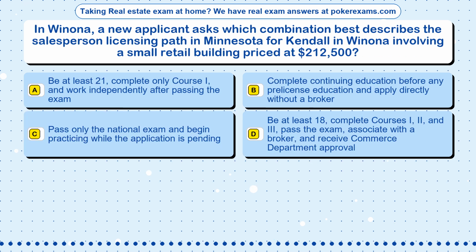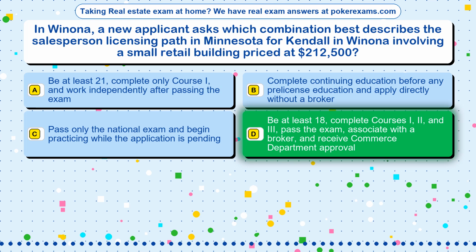Question 28. In Winona, a new applicant asks which combination best describes the salesperson licensing path in Minnesota for Kendall and Winona involving a small retail building priced at $212,500. Option A. Be at least 21, complete only course I, and work independently after passing the exam. Option B. Complete continuing education before any pre-license education and apply directly without a broker. Option C. Pass only the national exam and begin practicing while the application is pending. Option D. Be at least 18, complete courses 1, 2, and 3, pass the exam, associate with a broker, and receive Commerce Department approval.